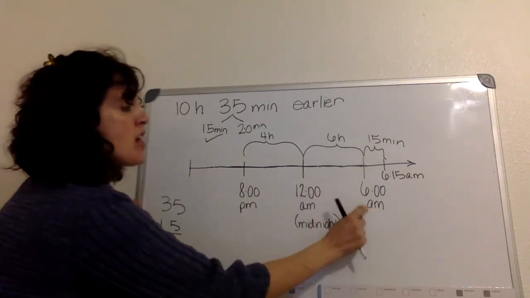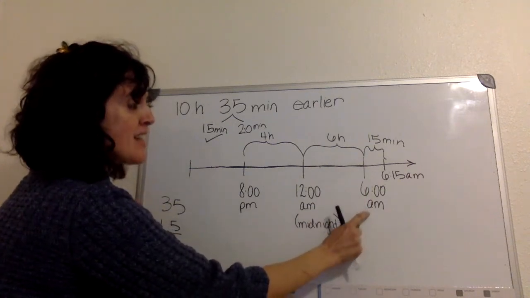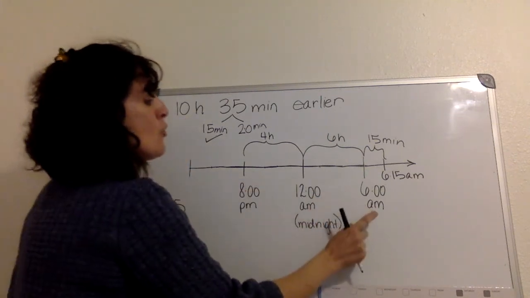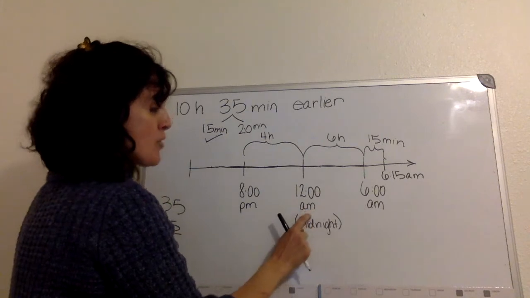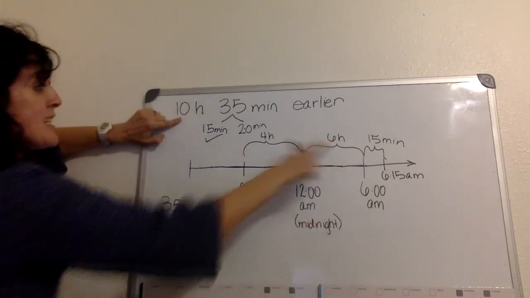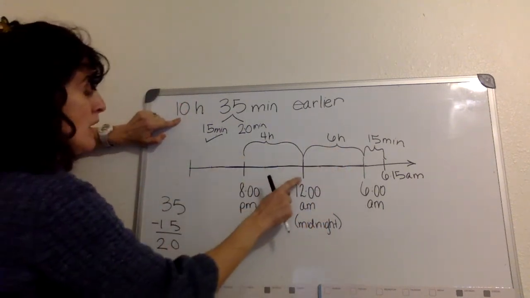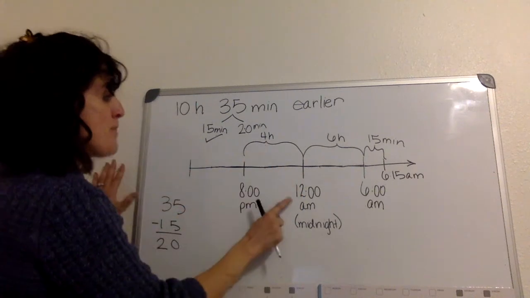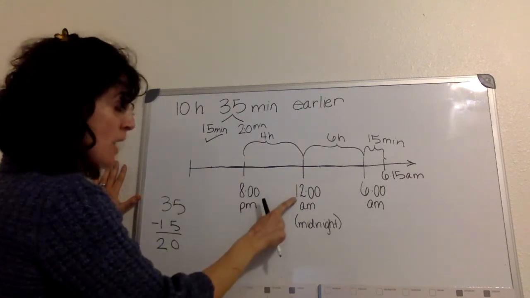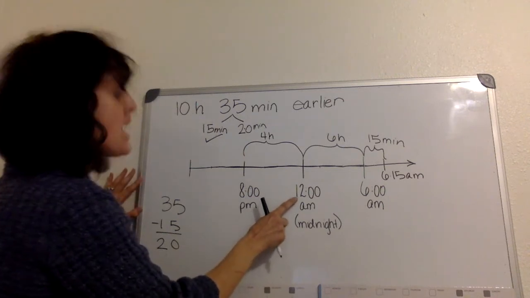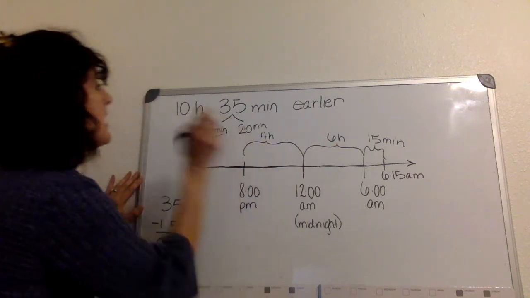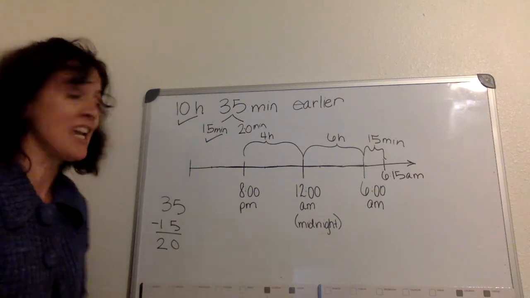Next, because we're on our 6 o'clock a.m. hour, let's deal with our hours now. Let's go back in time 10 hours. Well, from 6 o'clock all the way back 6 hours will bring us to 12 o'clock a.m., which is midnight. So that's 6 hours, and that's only 6 of my hours though. So I've got 4 more to go, and here they are. 4 hours back in time, 12 minus 4 is 8. We crossed that 12 o'clock mark, and so I changed from a.m. to p.m. 6 plus 4 is 10. My 10 hours are taken care of.